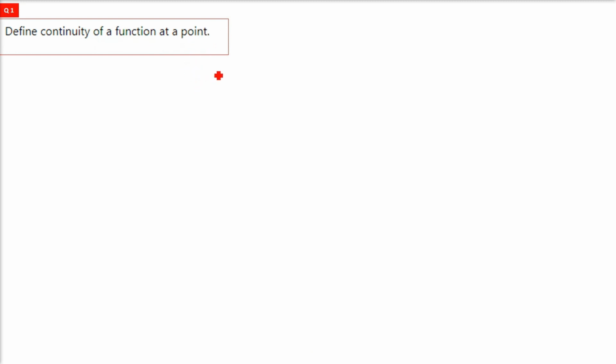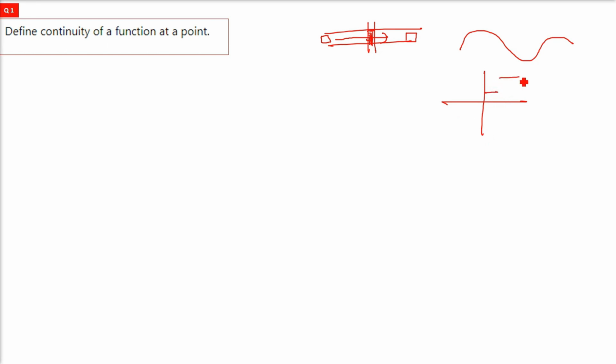So, in a very normal language, if this is a road and you are traveling from point A to point B without any discomfort, without any breakage, that is called continuity. But if the road is broken somewhere, you have a problem, you have to change the route, so this is discontinuity. In a graph, if the graph can be made without lifting your hand, that is a continuous graph or function. But this kind of step function is discontinuous.